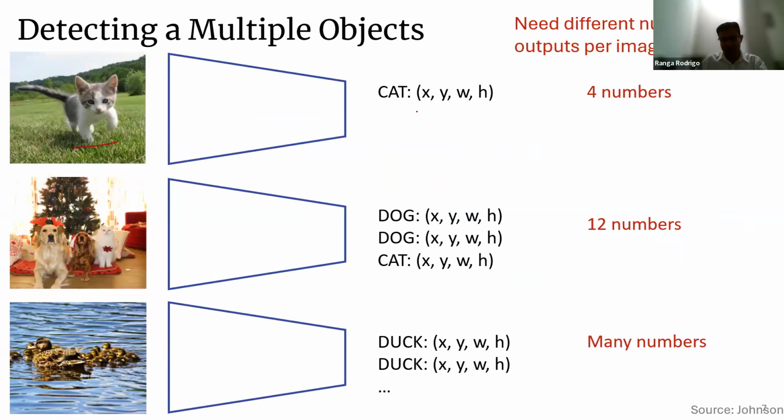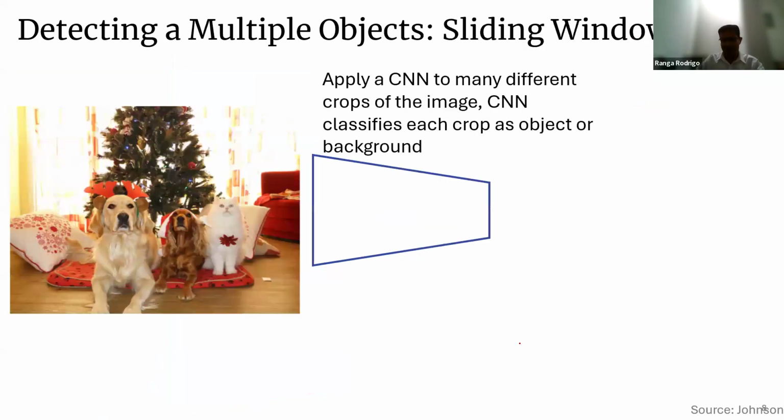So this one is okay. We have to predict cat, x, y, w, h. Four numbers have to be predicted. If you have three objects here, dog, dog, cat, we have to say dog, bounding box, dog, bounding box, cat, bounding box, 12 numbers. But when you have a large number of objects, then so many numbers have to be predicted. So this is not something that can be done with this paradigm.